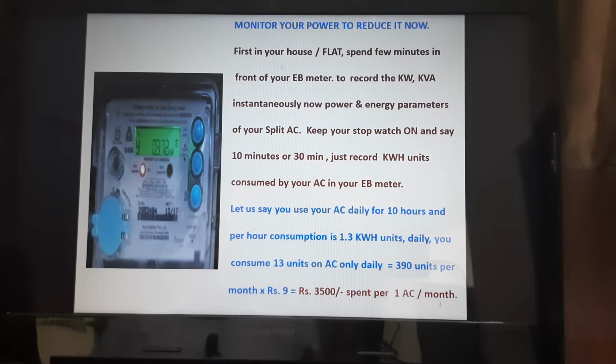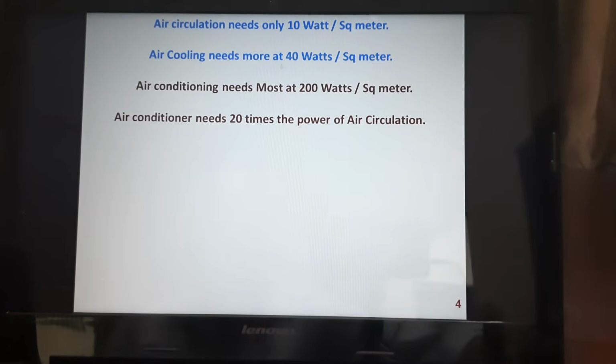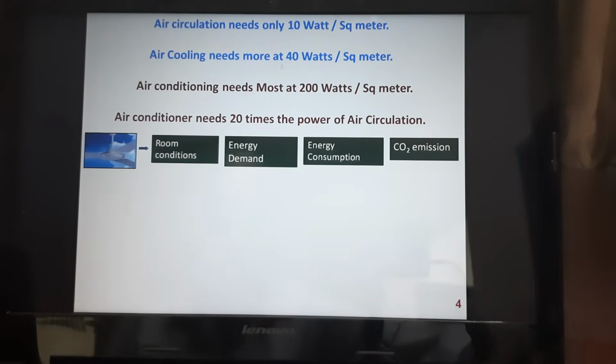and the per hour consumption is around 1.3 kWh units, then daily you almost consume around 13 units per day and almost 390 units per month, and at the present rate of the EB tariff of around 9 rupees, it is around 3500 rupees for the AC only that you are spending from your monthly residential electricity bills. How can this be addressed?